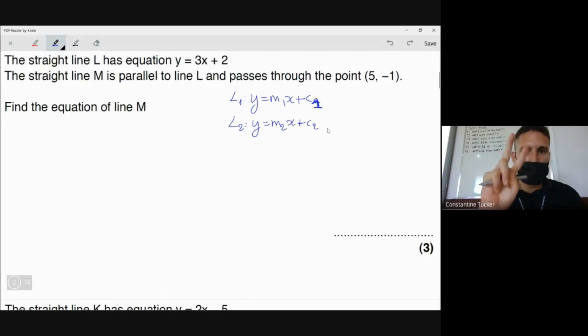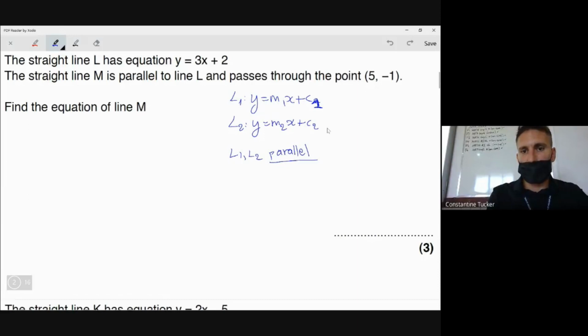So what do we need to remember? We've got 2 things only. One is that L1 and L2 will be parallel when the gradients are equal. So that is when m1 is equal to m2. So this is one thing that we need to remember. The other one is that when they are perpendicular, they have a special connection between the gradients. It's slightly different.